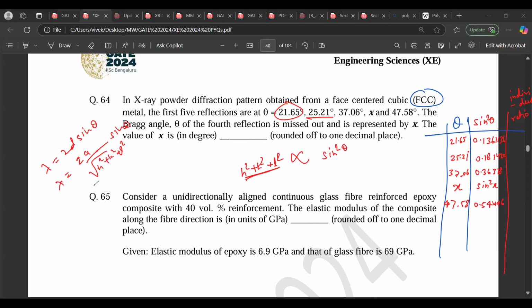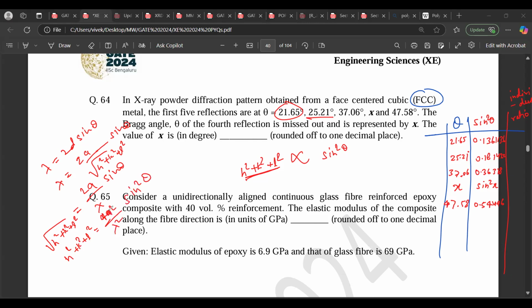Now I want to calculate h square plus k square plus l square, so I'll take it out this side. H square plus k square plus l square is 2a by lambda sine theta. Now you square both sides. H square plus k square plus l square is 4a square by lambda square and then sine square theta.